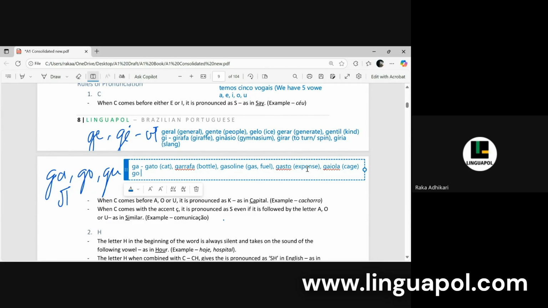Then let's look at words with GO. So GO will give a sound of go. Like a very common word, governo. What is the meaning of governo? Government. Yes. Government.